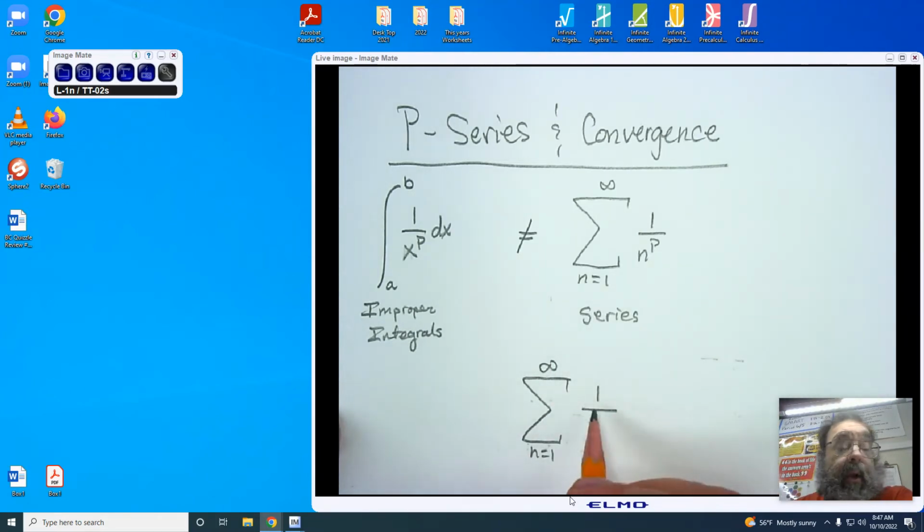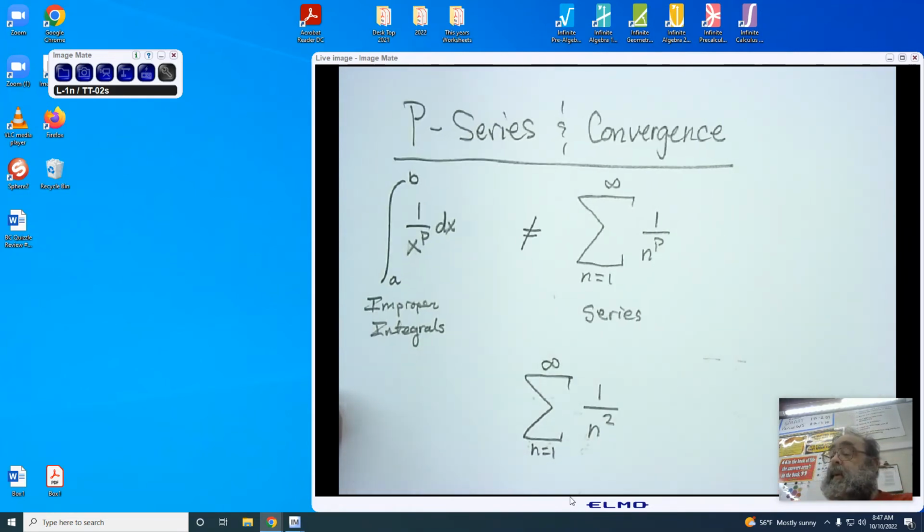So let's just take a look and see what we have. This is what we refer to as a p-series. We saw it with the integrals, but now we're looking at a series righteously. And we can see that 2 is greater than 1. As we approach infinity, this must converge.